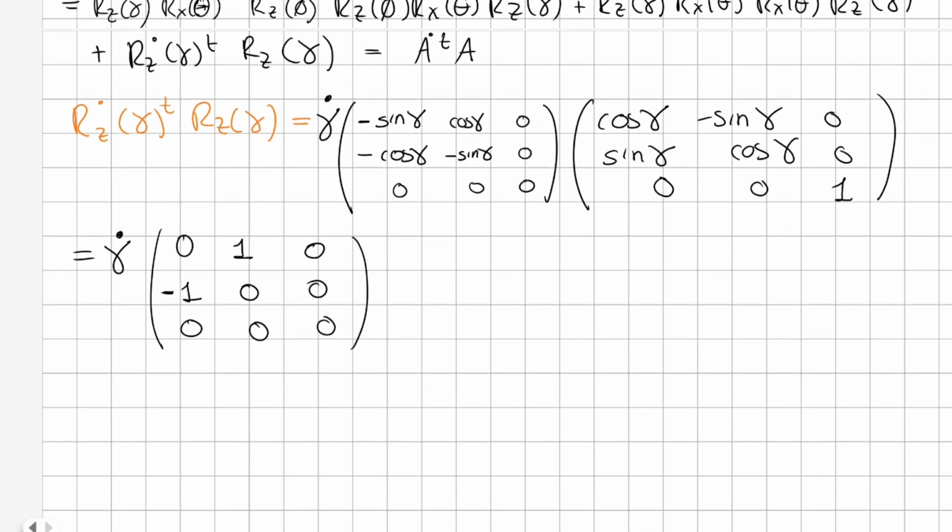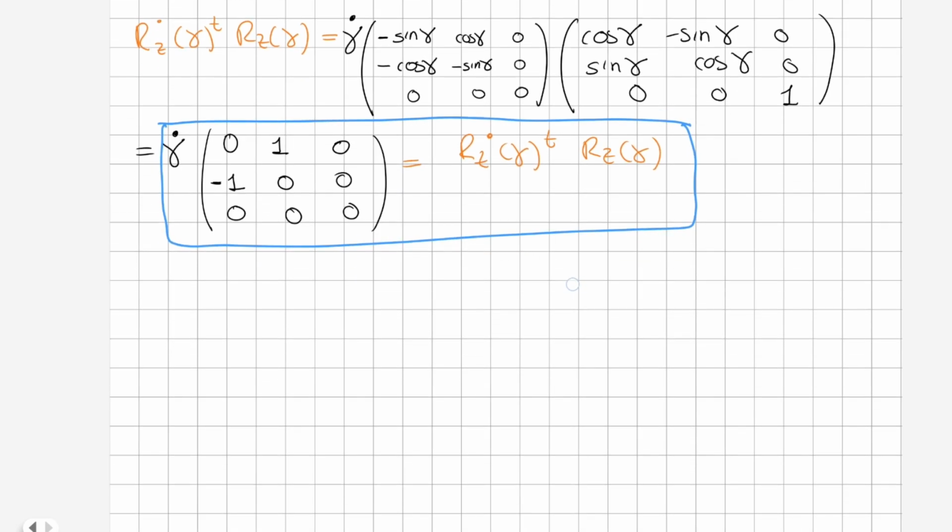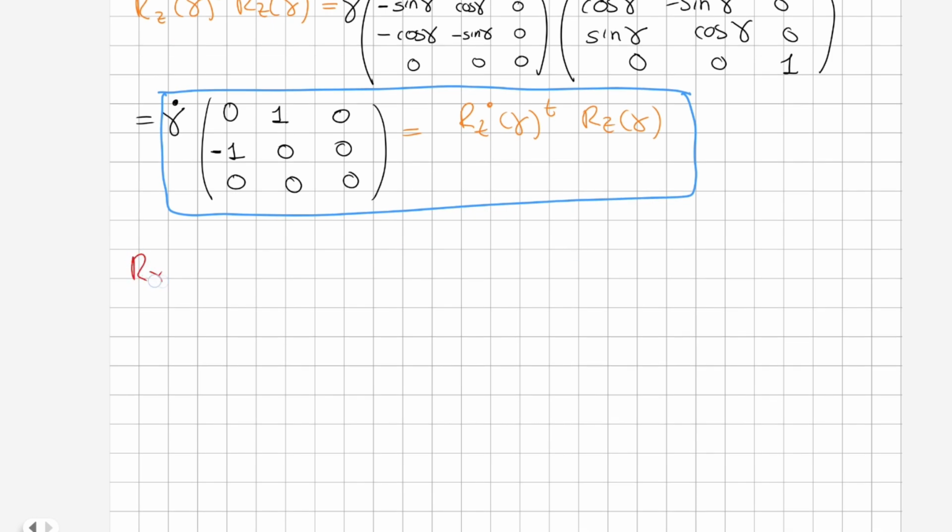So yeah, this is, and I don't know why I switched the color of the pen. Let me recall that this is Rz dot gamma transpose Rz gamma, and we are going to close this to keep the result to use it later on. Perfect. So we are going to continue by calculating the product Rx dot theta transpose Rx theta.